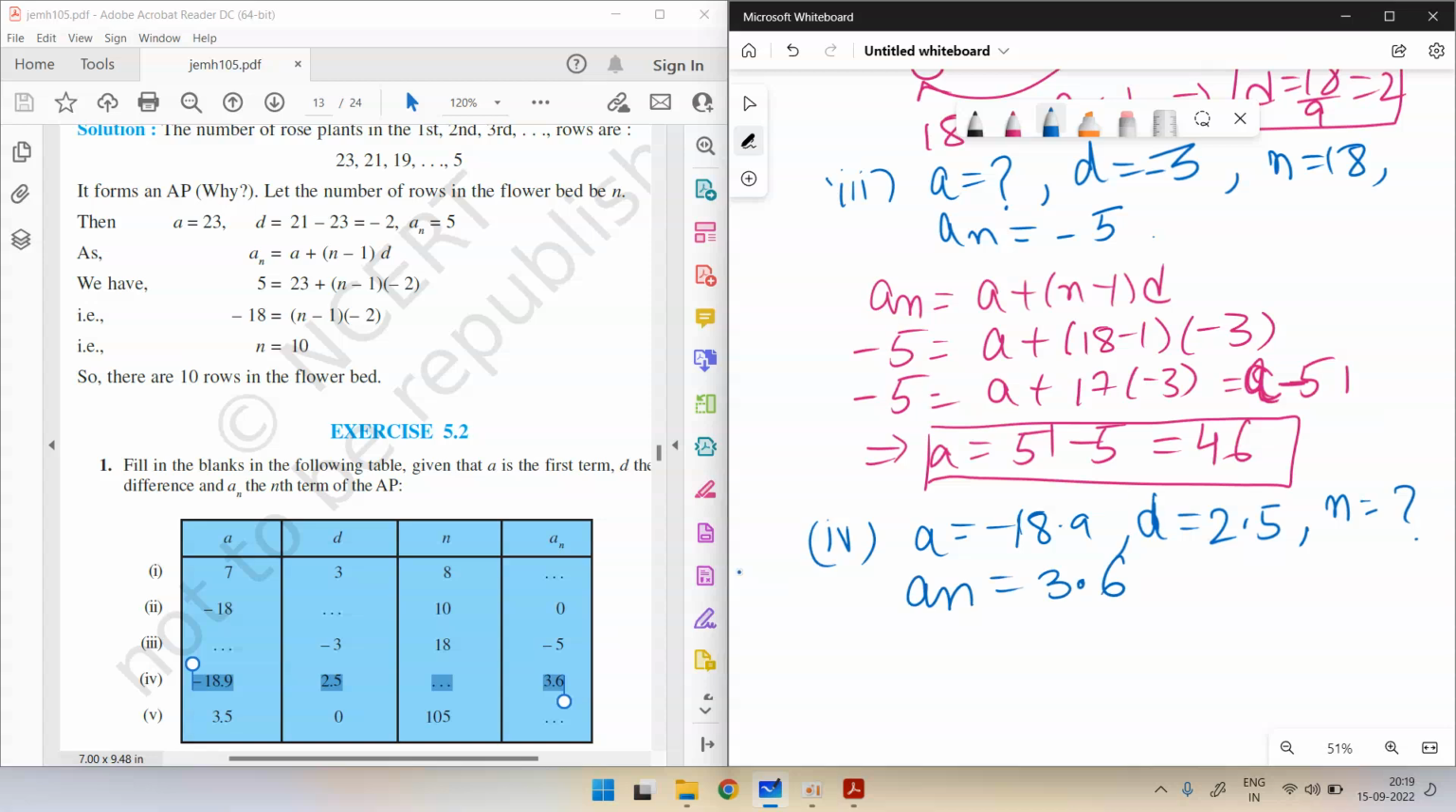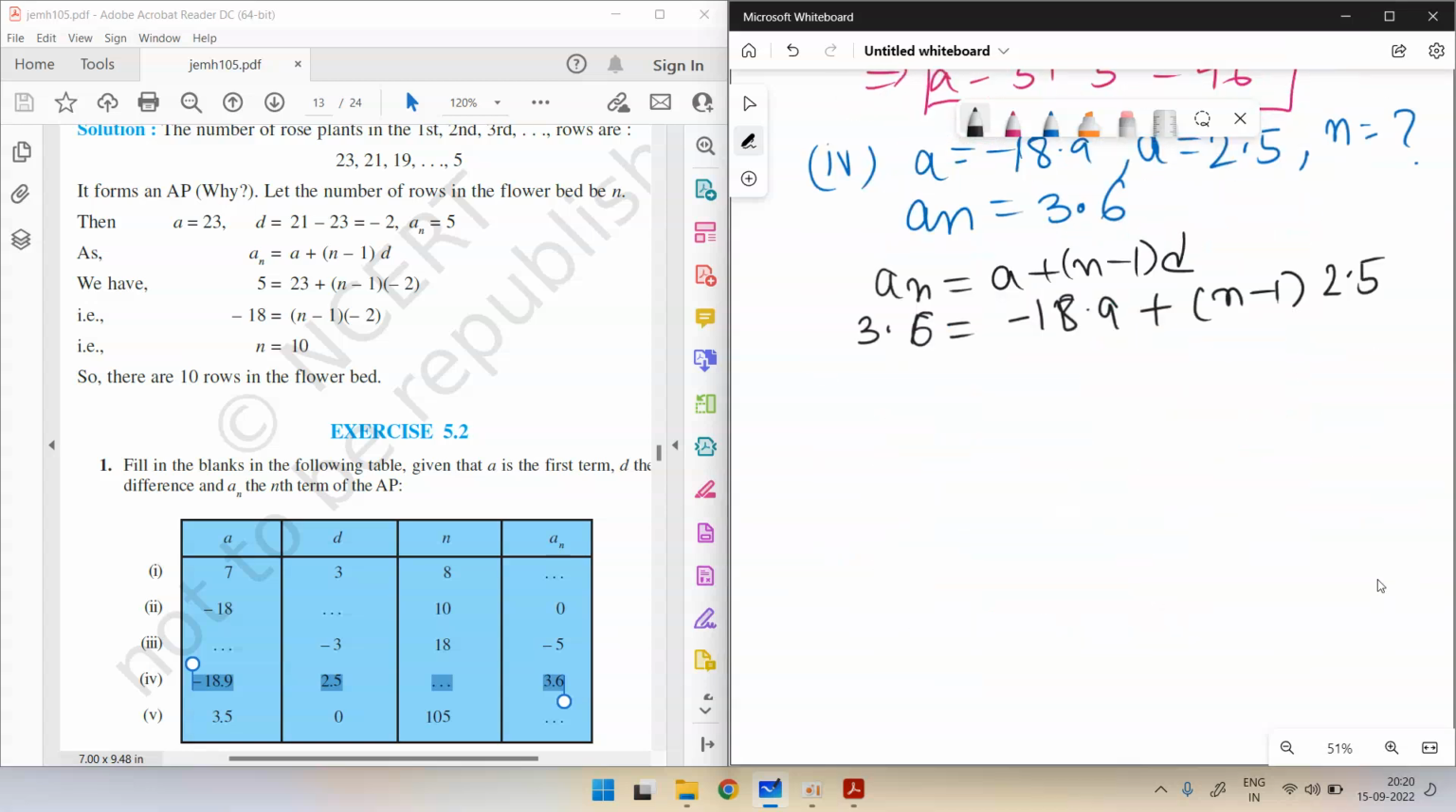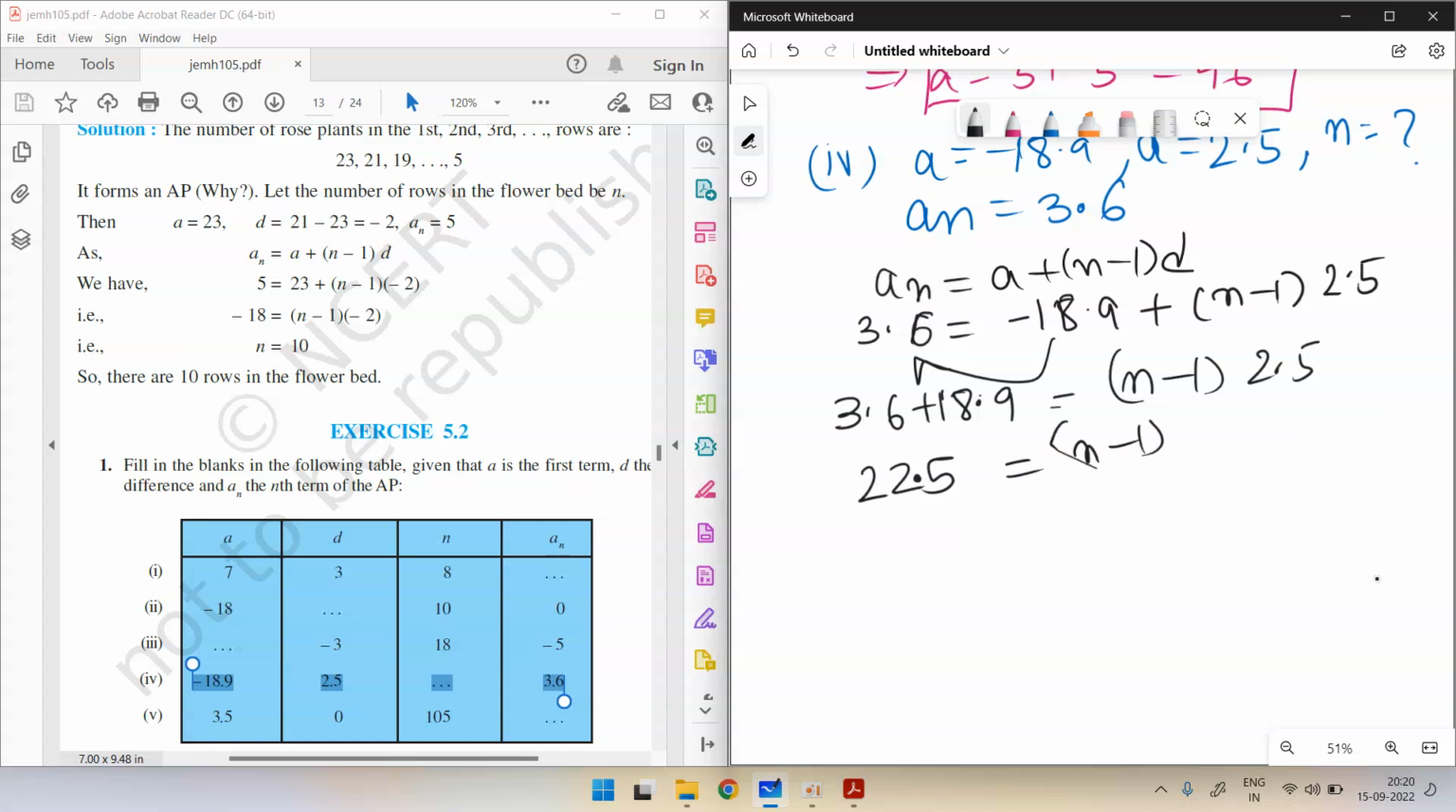So again applying the same formula, a_n = a + (n - 1)d, and substituting the values: a_n is 3.6, a is minus 18.9, and d is 2.5. Now if you take the 18.9 to the other side, 3.6 plus 18.9 equals (n - 1) into 2.5. If you add, this is 22.5, equal to (n - 1) into 2.5.